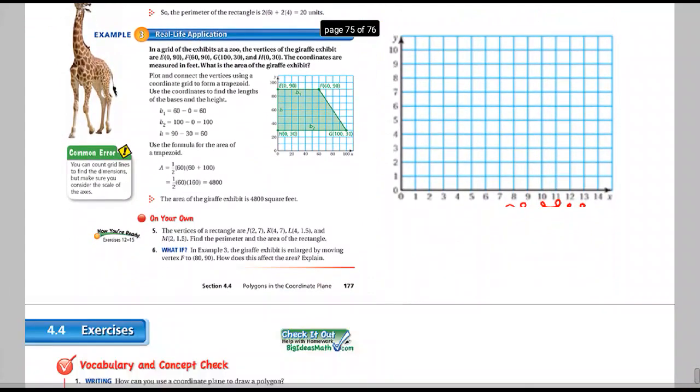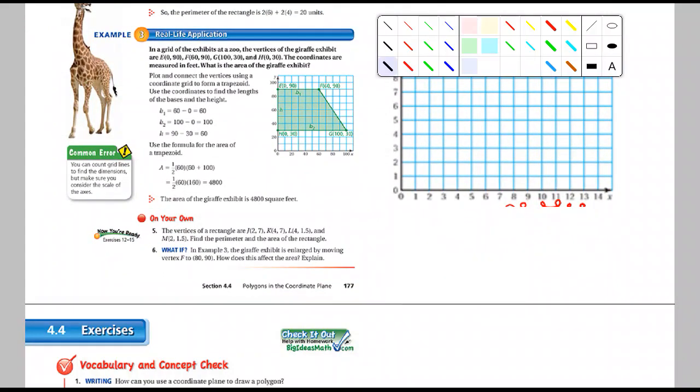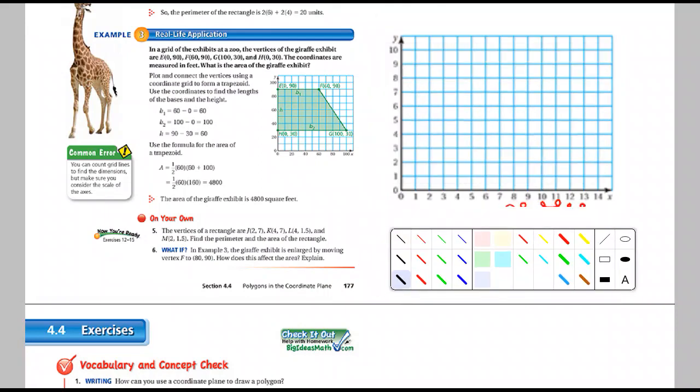And this is what I had mentioned just a few minutes ago, that they'll have you find the coordinates on a graph, and then it'll ask you what the area of a particular figure is. And so here's an example, and they say it's a real-life application. It says, in a grid of the exhibits at a zoo, the vertices of the giraffe exhibit are, and they list them there. And it says the coordinates are measured in feet. What is the area of the giraffe exhibit? And so here you have this particular shape, and you would need to figure out what the area is.